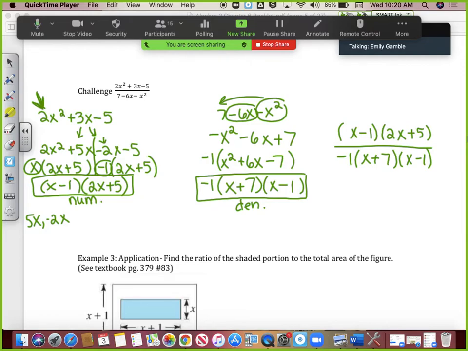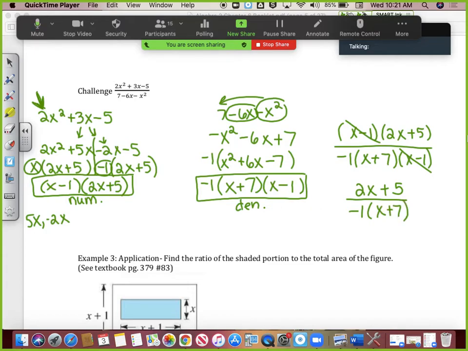Now that everything's factored, it's time to do the cancellation part. Anything that's the same in the numerator as it is in the denominator can cancel out. So looking at the different factored terms, the x minus 1 in the top can cancel with the x minus 1 in the bottom. So your final answer in simplified form is 2x plus 5 over -1 times x plus 7.